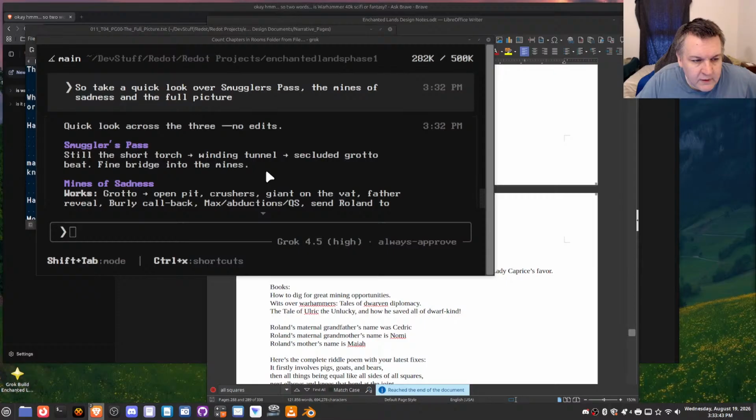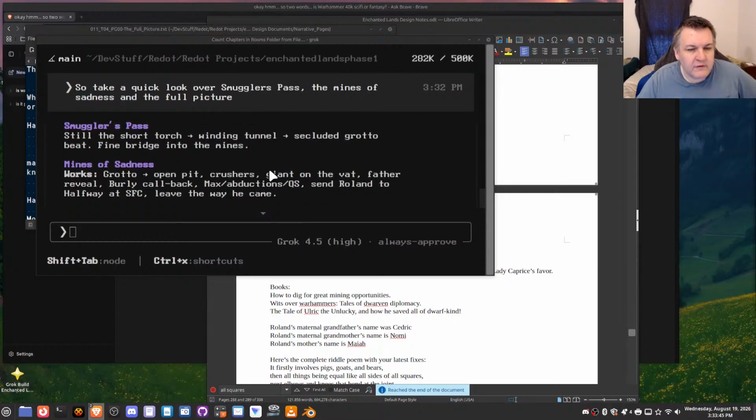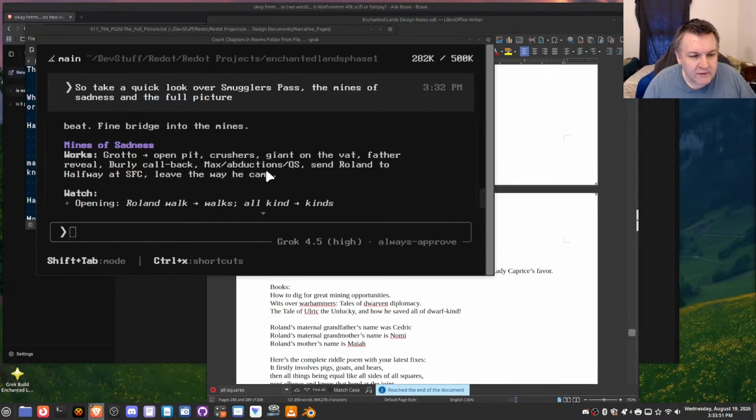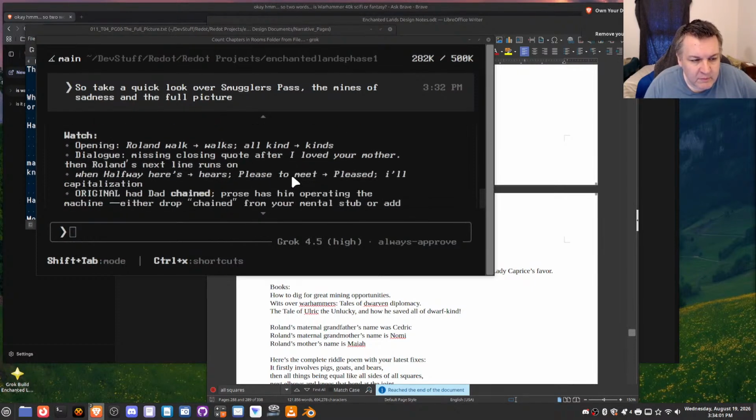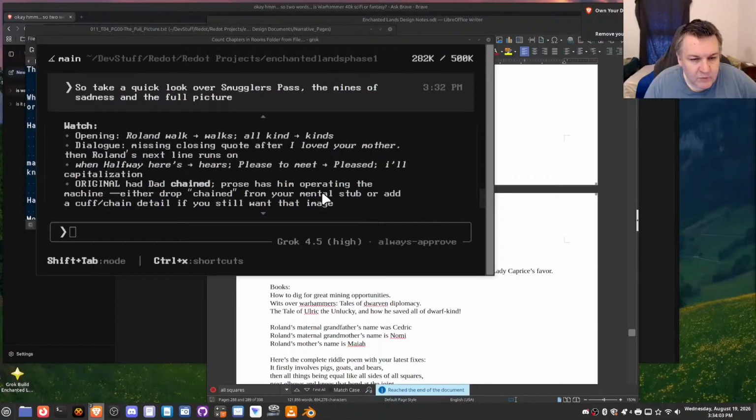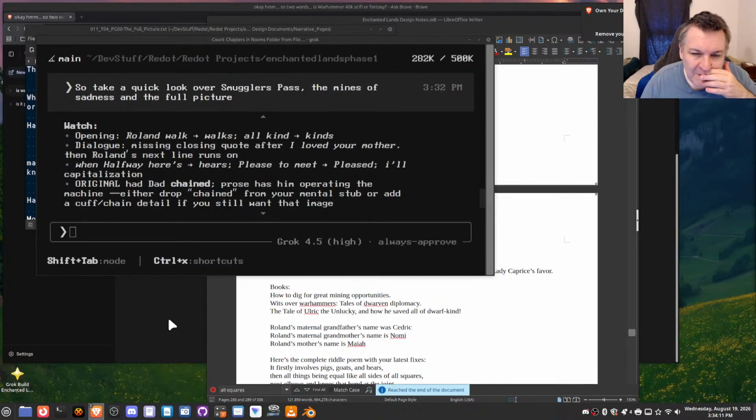Quick look. Still short torch. Winding tunnel, inclusively grotto beat fine bridge in the mines. Works grotto open pit crushes giant on the bat. Father reveal burly callback. Max abductions QS to signal into halfway. Leave the way he came. Roll and walk.